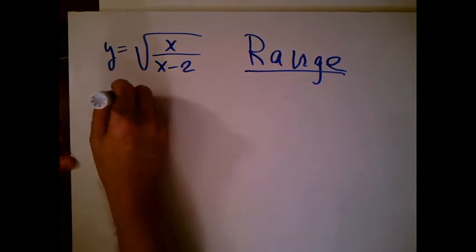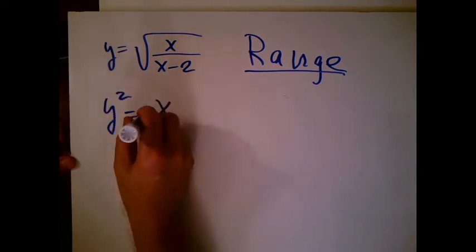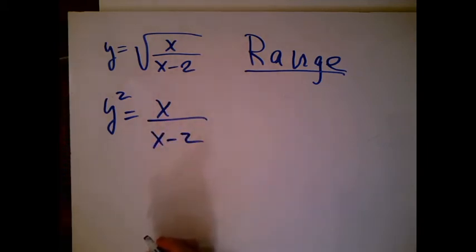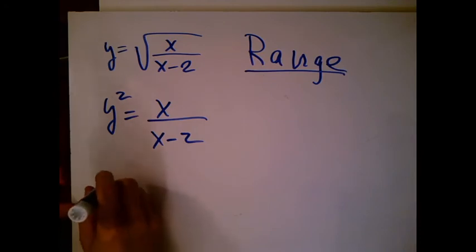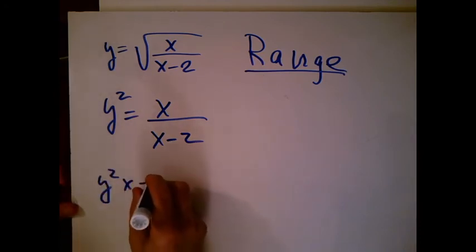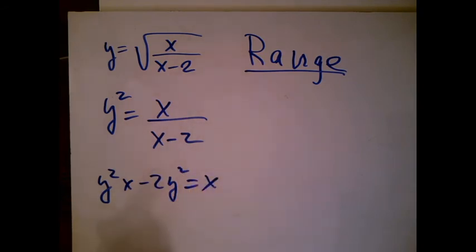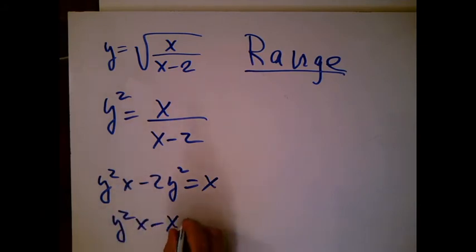So I'm going to get y squared equals x over x minus 2 like this. I'm going to multiply both sides by x minus 2. So I'm going to get y squared x minus 2y squared equals x like this. We saw a problem the other day where this is actually linear in x. So we can solve for x. I'm going to throw this x over here, and I'm going to throw the y squared over there. So I'm going to get y squared x minus x equals 2y squared.